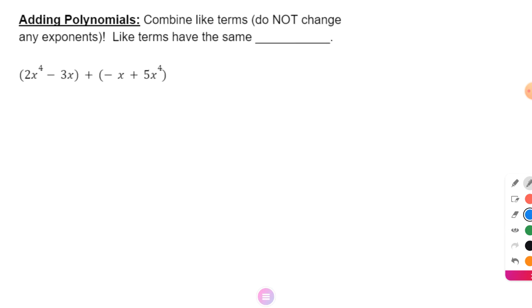All right, adding polynomials. We are simply combining like terms. We don't change any exponents. Like terms have the same variable and exponent. Okay, now I'm going to do each problem here twice because you can do them vertically or horizontally. I'm going to start with horizontally, simply combining my like terms, the things that look alike.